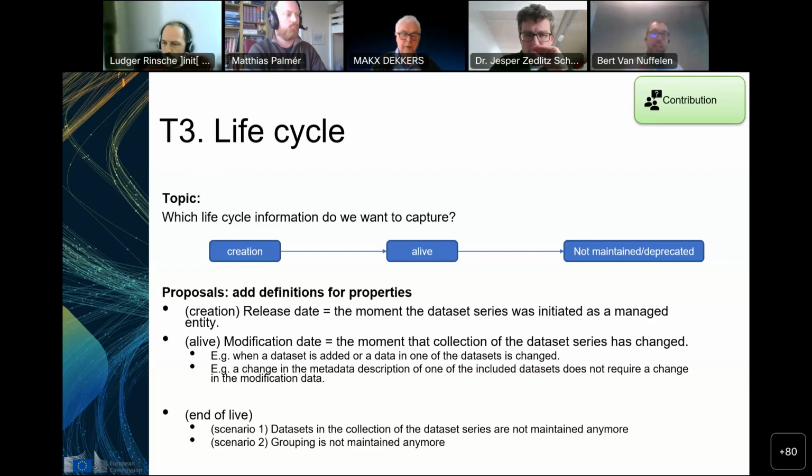And then if we look at the end of life, there are two scenarios of what it could mean. Either all of the datasets in the collection are not maintained anymore, then the question is what we do with the series. We do not maintain it either, so it is stored, archived, or some such. Or, and this is a different case, the grouping itself is not maintained anymore.